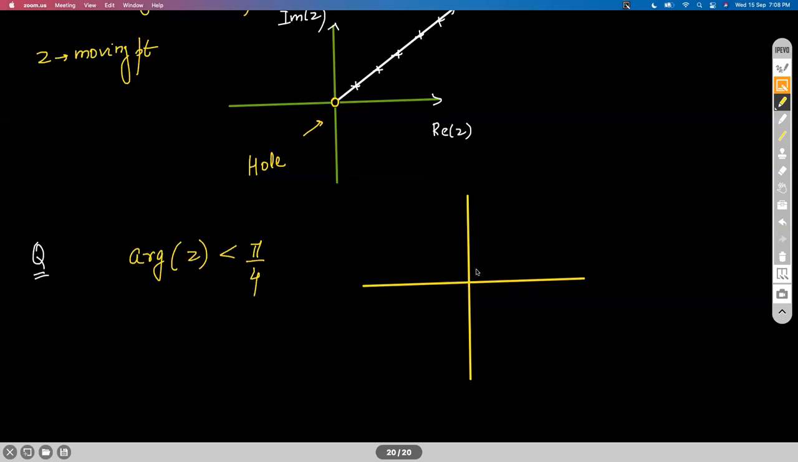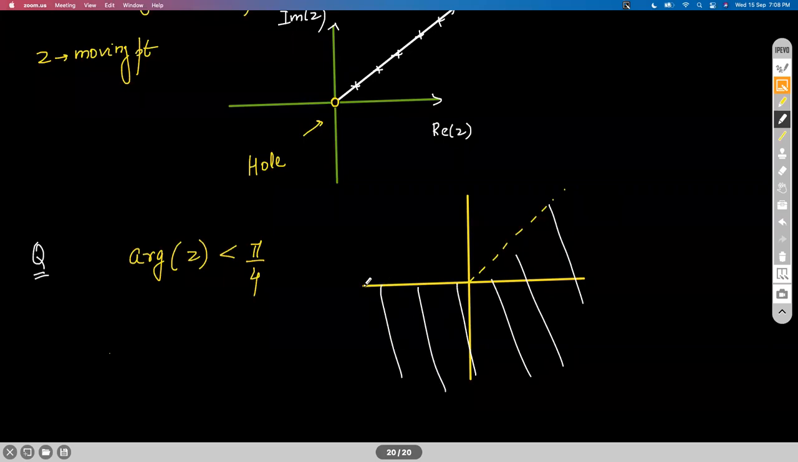Okay. So the pi by 4 line is here. So your complex number will lie in such a way that your argument will be less than pi by 4. And please remember, your argument will never cross the negative real axis. That means it can lie anywhere below this. And of course, below this axis also, please note that. And you have to draw this as a dotted line. Dotted line means it cannot touch that line.